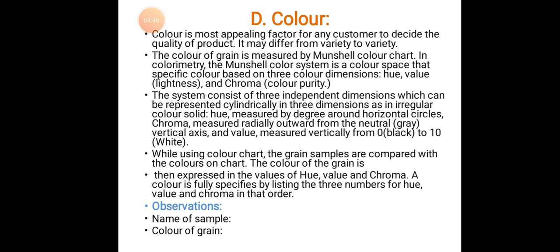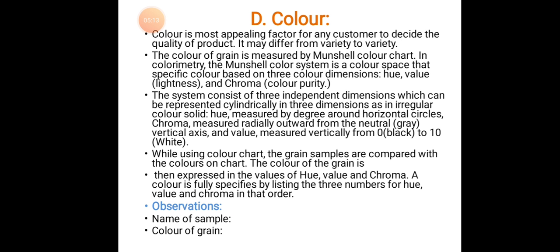The system consists of three independent dimensions, which can be represented cylindrically in three dimensions as an irregular color solid: hue measured by degree around horizontal circles, chroma measured radially outward from the neutral gray vertical axis, and value measured vertically from 0 black to 10 white.